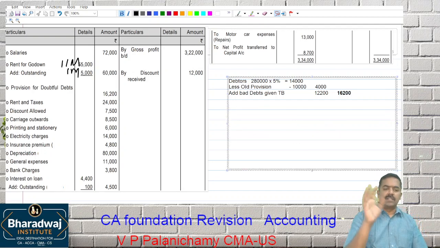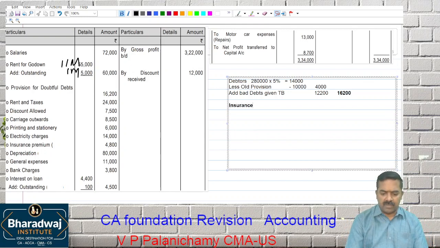Rates and taxes, discount allowed, carriage outwards, printing and stationery, electricity charges as usual. What about insurance premium? We have done the working already. What is the total insurance premium paid? 60,000. 48,000 less personal insurance.